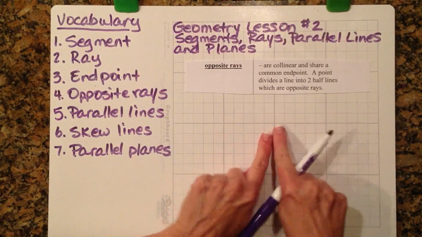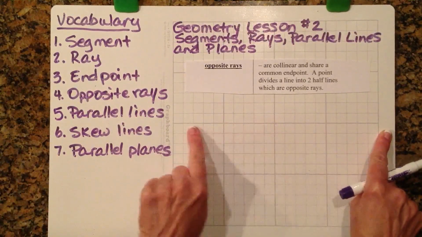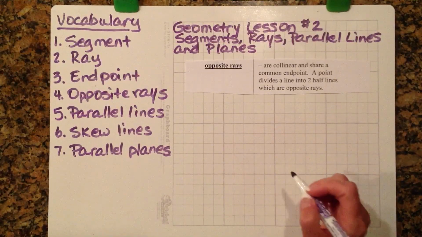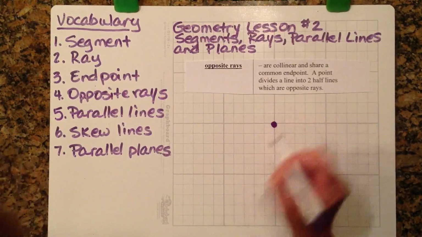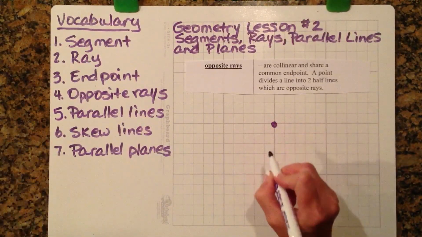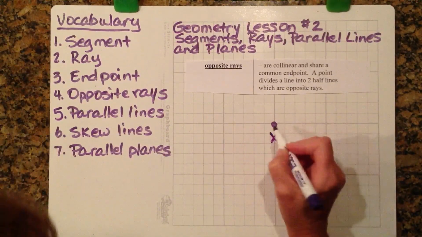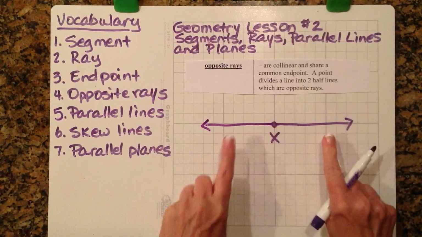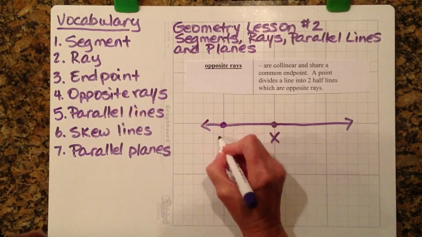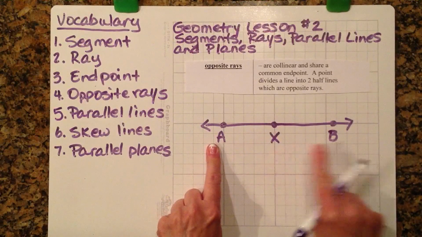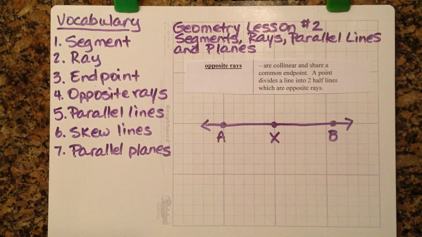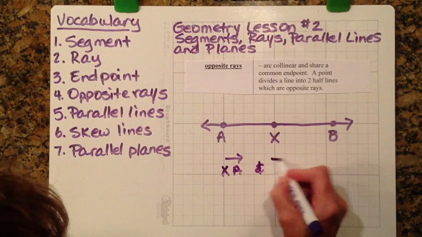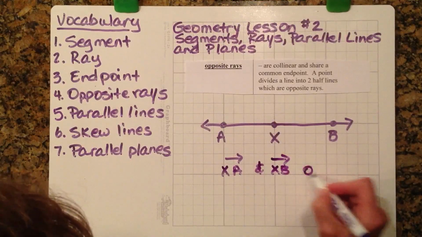Opposite means if one goes to the right, the other's going to go to the left. If one goes up, the other is going to go down. They're going to be opposite each other. So if I have my common endpoint, and let's make that X, if I have a ray going here, and I have one going this way, these are opposite rays. So XA and XB are opposite rays.